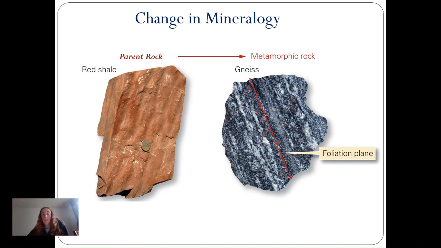So what that means is that in gneiss over here, these red splotches, which are a little bit hard to see, are minerals called garnet. Garnet does not exist in shale. Garnet can only exist in metamorphic rocks. So you get a change in mineralogy. You start with a certain mineral, and then it turns into a new mineral through the process of metamorphism.